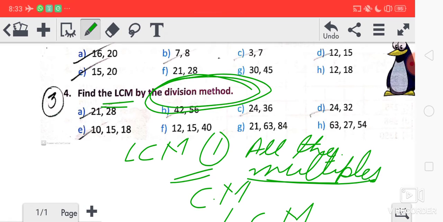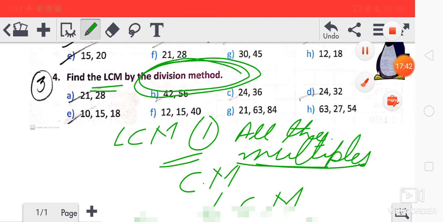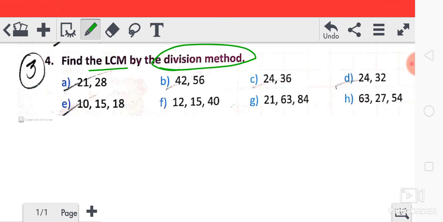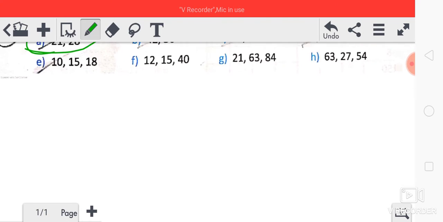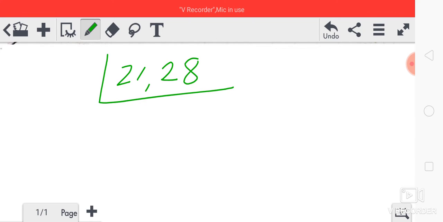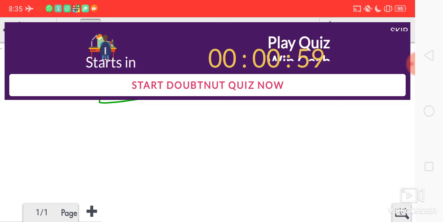So watch it very carefully and try to understand this part. So the first question is to find the LCM by the division method. This division method we are going to learn, and we'll see the first question. Find the LCM of 21 and 28. Two numbers are given. So by the division method we are going to see. So what are the numbers? 21 and 28. Okay, so the division method we will take like this.